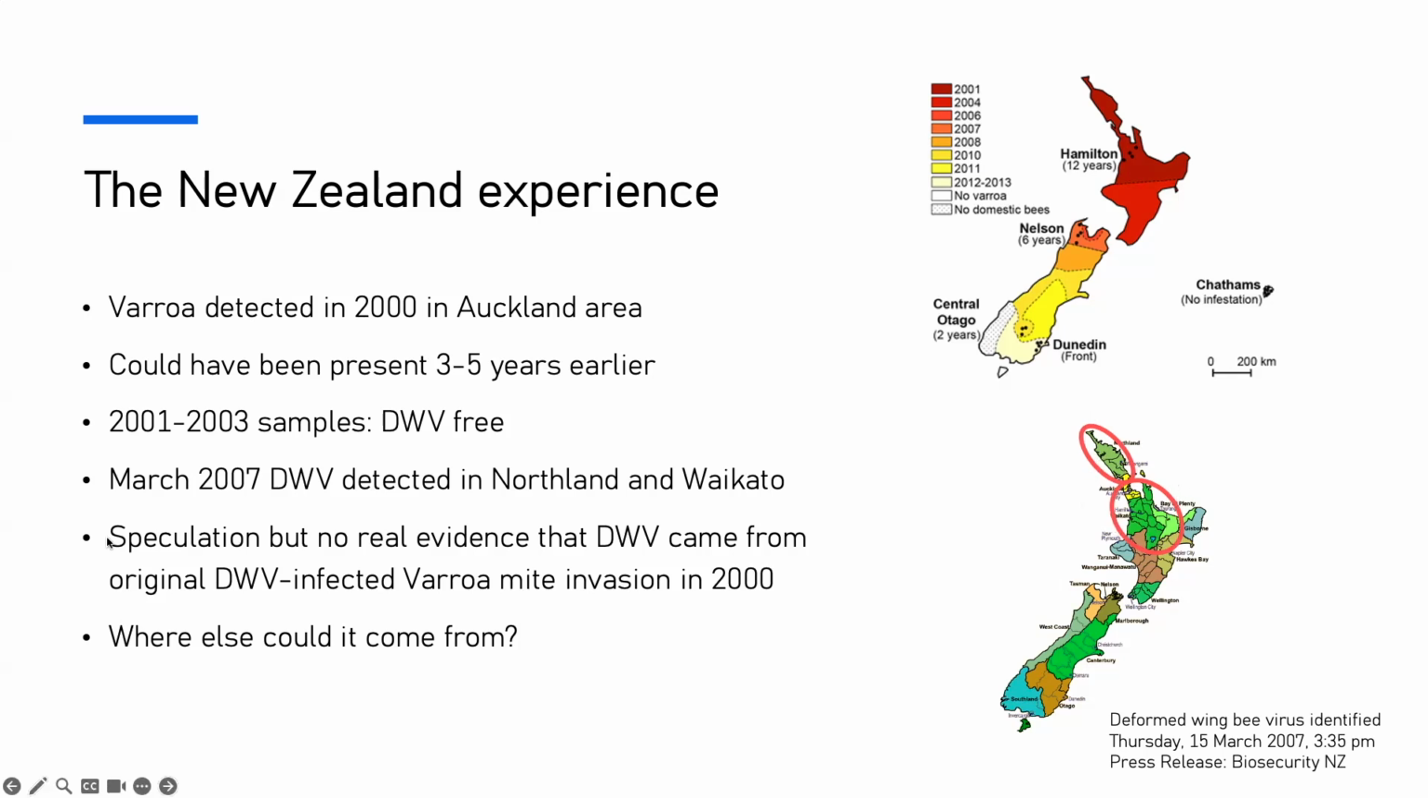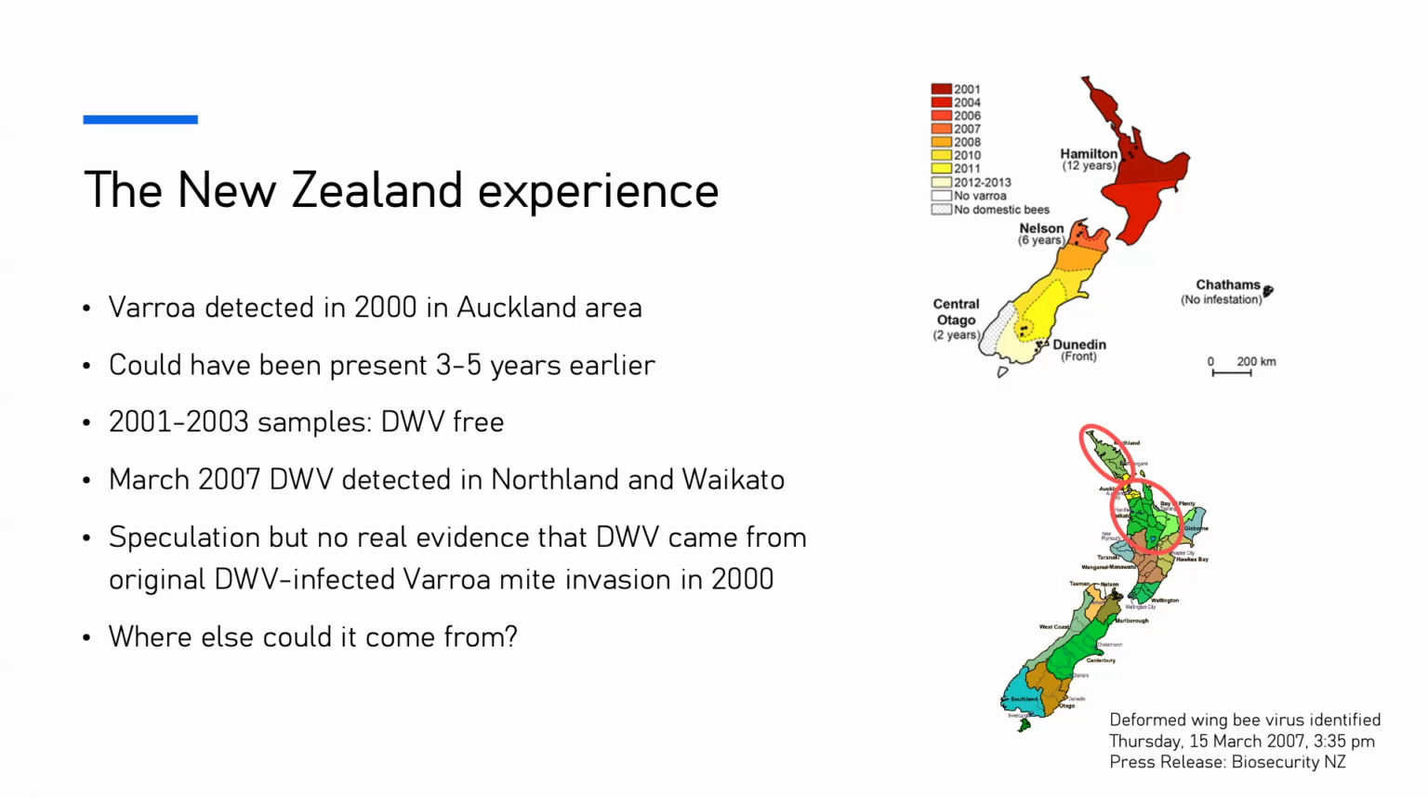There was speculation in one of the papers that this deformed wing virus was actually present in the initial incursion of Varroa in 2000, and that was the origin of it. I have talked to an epidemiologist, Mark Stevenson, who is from New Zealand and studied the Varroa mite and the outbreak there quite extensively before he moved from New Zealand to Melbourne.